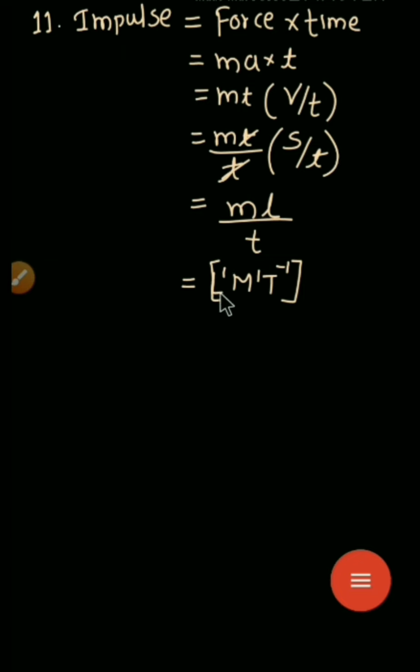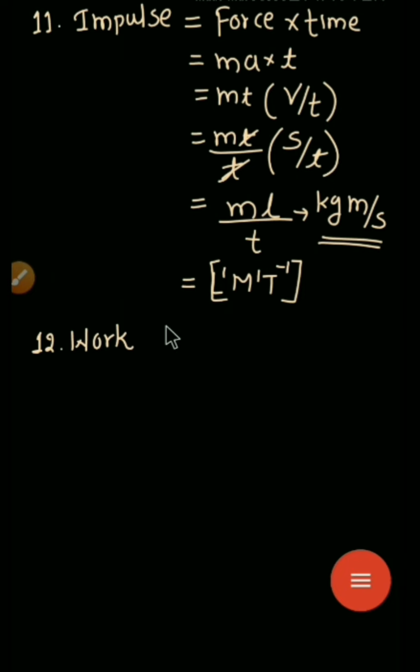So this is the dimensional formula for what? Impulse. And if we want to write its unit, by using this formula, mass kg, length is in meter and time is in second. So kg meter per second. It's the unit of the impulse. Next physical quantity we'll take, that is work.